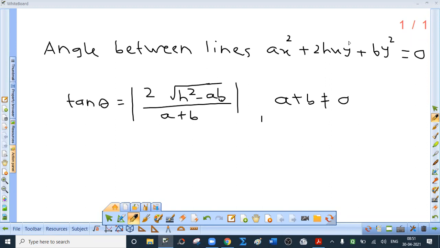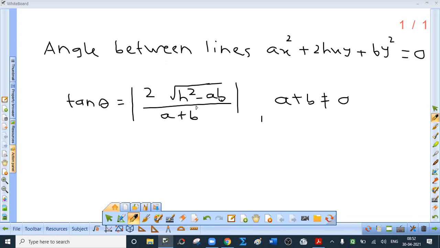between the lines given by ax² + 2hxy + by² = 0, then tan θ = |2√(h² - ab) / (a + b)|, if a + b is not equal to 0. Yes, I agree that we need not write the numerator in the modulus, but the modulus of a positive number is defined. So this complete part is written under modulus.